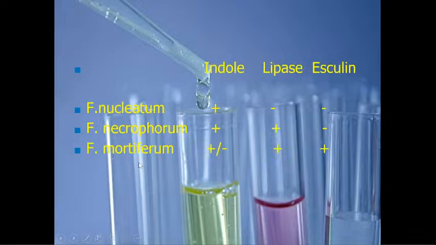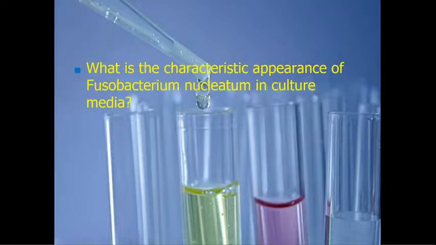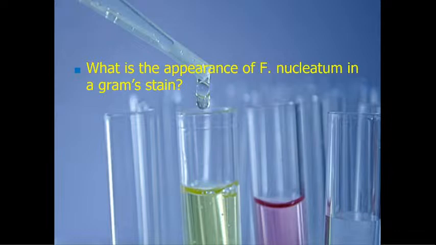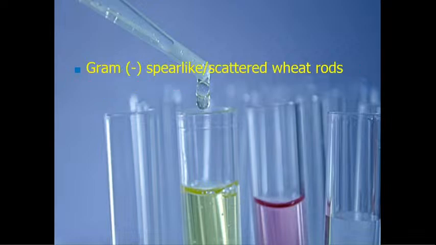Okay, clear? Now, what is the characteristic appearance of Fusobacterium nucleatum in culture media? Well, it looks like breadcrumbs or speckled colonies. Sometimes it will be mistaken as dirt, to be honest with you. And the appearance of Fusobacterium nucleatum in gram stains is that they are gram-negative spear-like or scattered wheat rods.